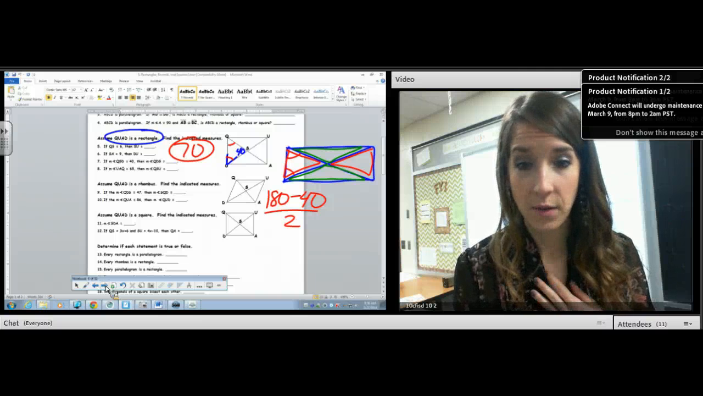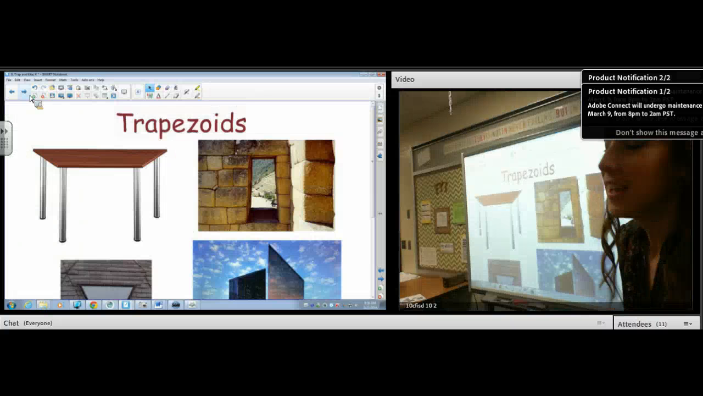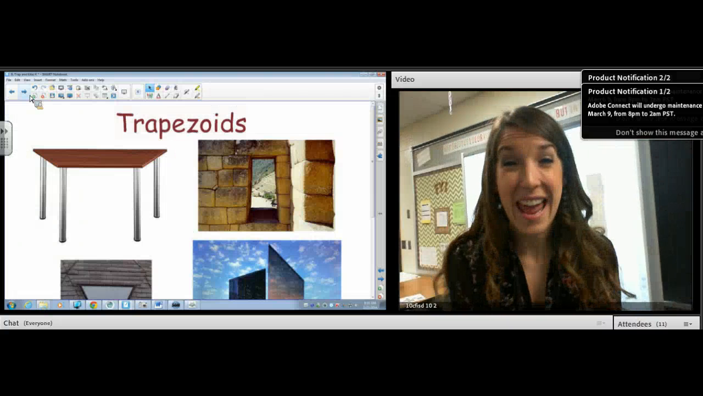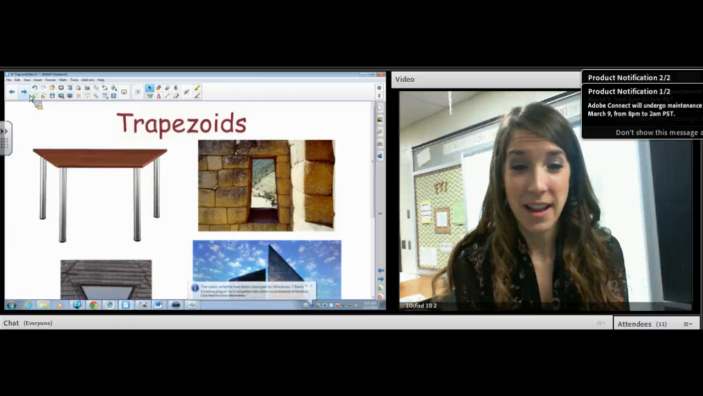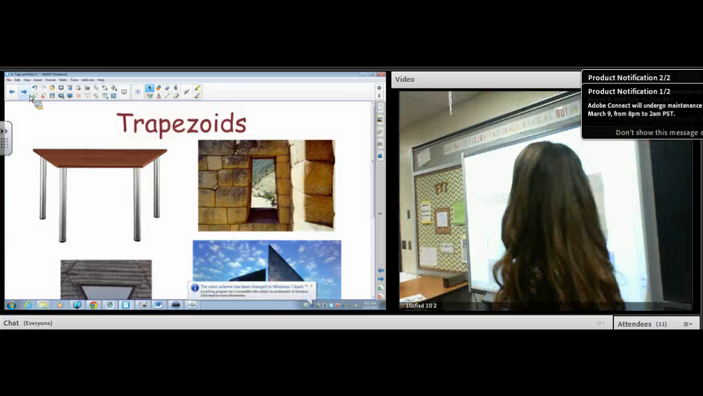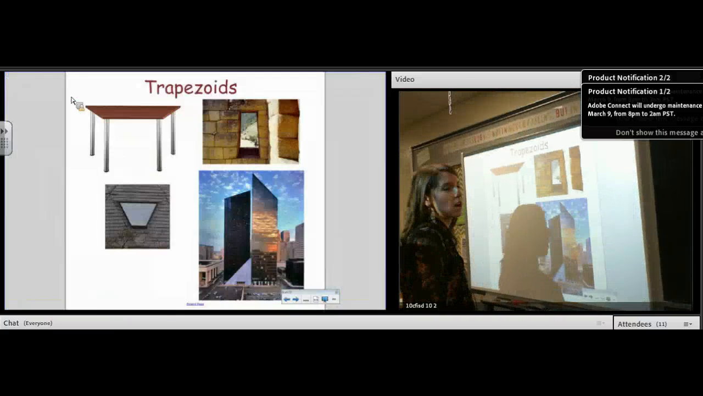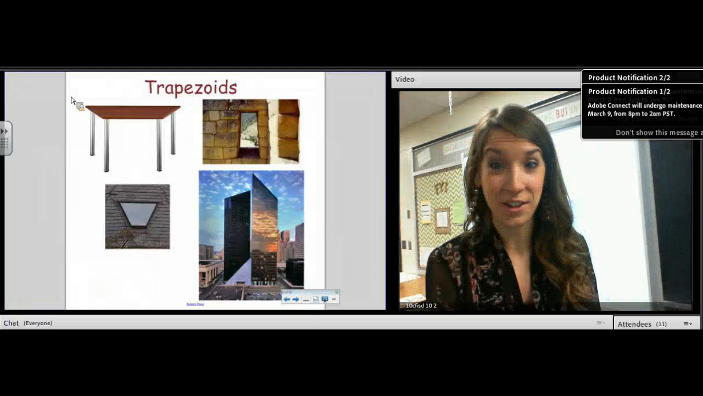Can I solve anything else from this homework? Oh. So today we're going to squeeze in trapezoids and kites, actually. So get ready, buckle your seatbelt, because we have a lot to talk about, but then we won't have as much to talk about tomorrow. You'll just get to practice it all tomorrow.